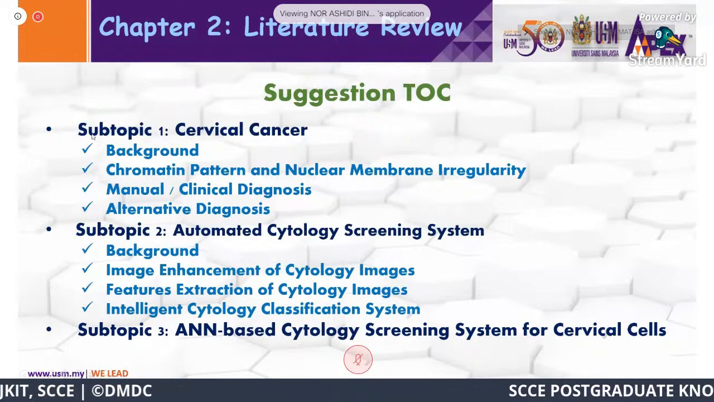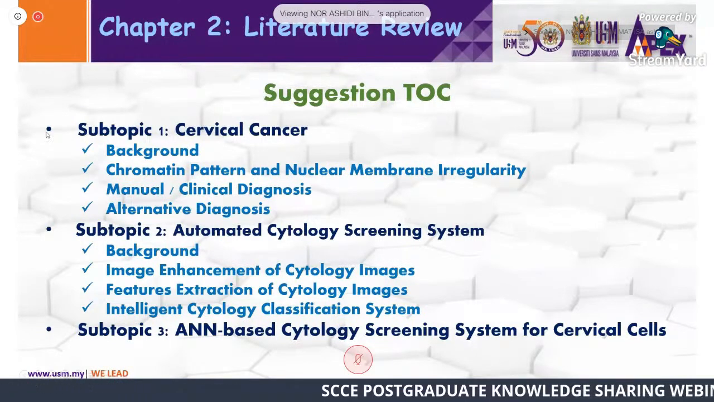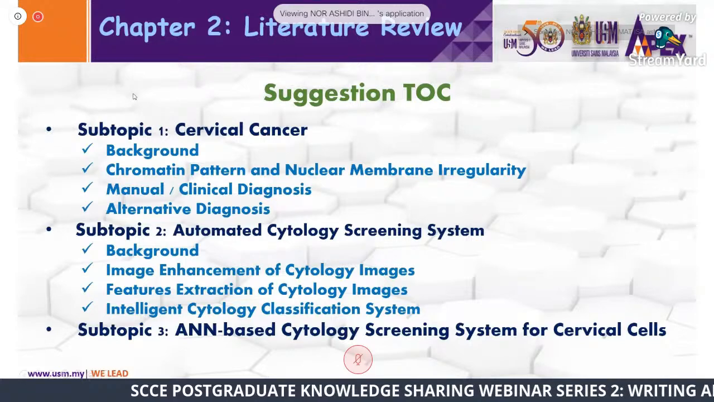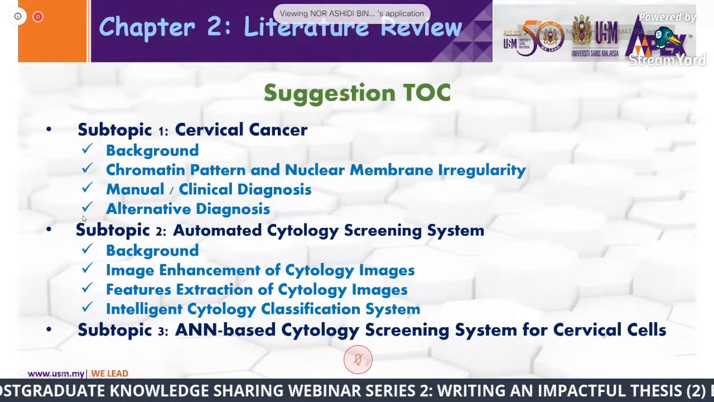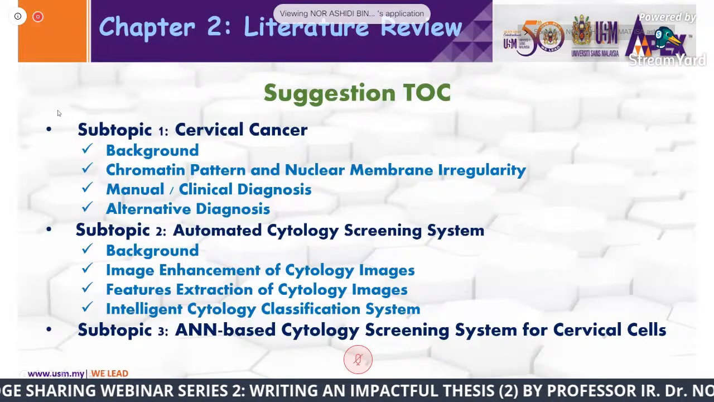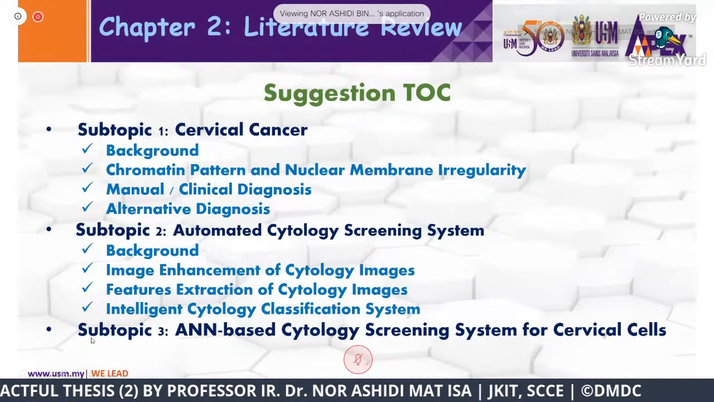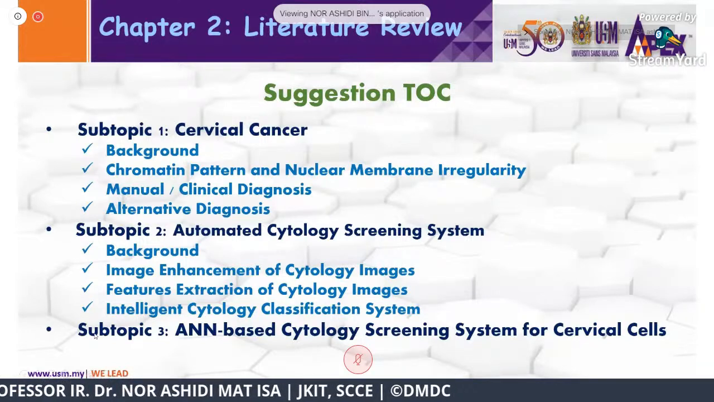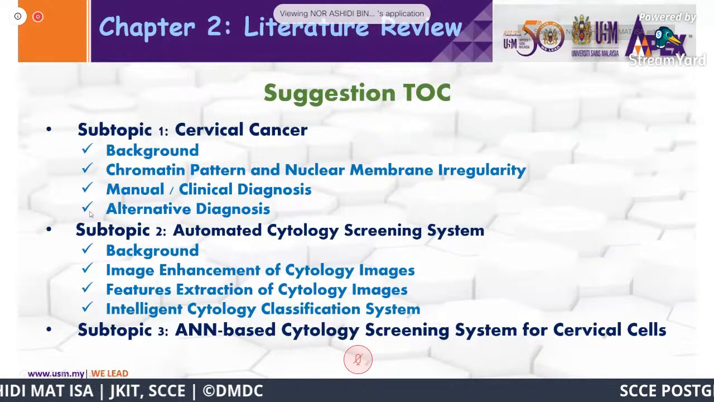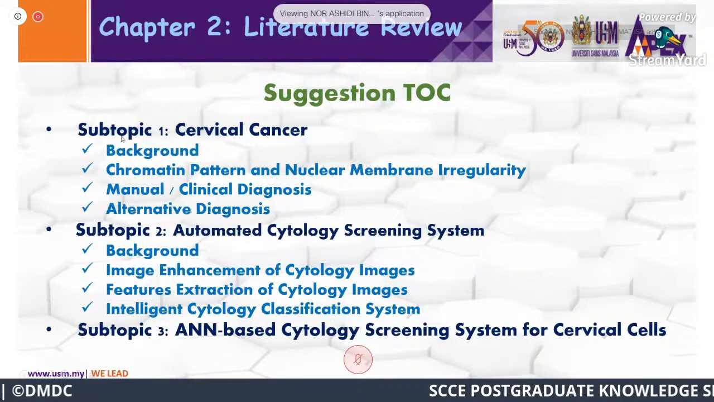So this will be your main subtopic. So when you have a 2.2, this will be 2.1, 2.2, and 2.3. Or if you want to have the introduction, then this will become your 2.2, this is your 2.3, and this is your 2.4. So these are the main subtopics. So you identify the main subtopic.